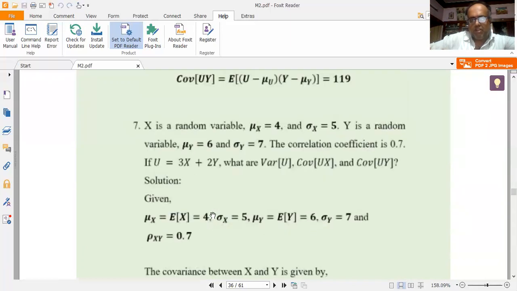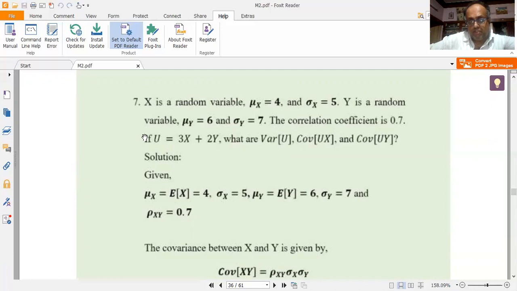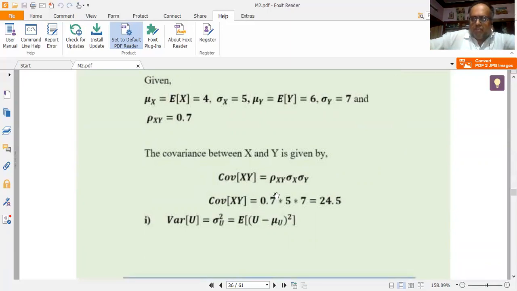First find the covariance between x and y, because those two are important for finding the covariance involving U, because U is equal to 3x plus 2y, right? So covariance between x and y would be required in the formula that I am going to use shortly. So covariance of xy is given by rho xy into sigma x into sigma y.